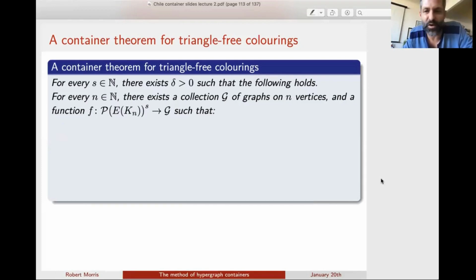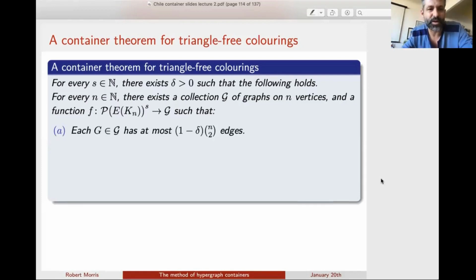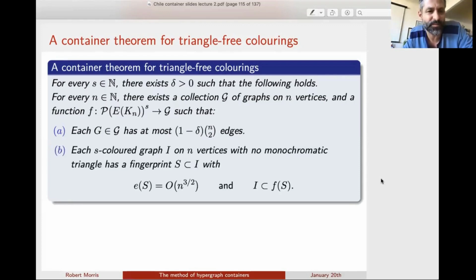And the containers have the following property. Each of them, so this is somewhat different to before, has at most (1 minus delta) times n choose 2 edges. Okay, so we'll see in a second why. I'll try and explain how you get this. And for each S-colored graph with no monochromatic triangle, there's a small fingerprint which maps to a container for this S-colored graph.